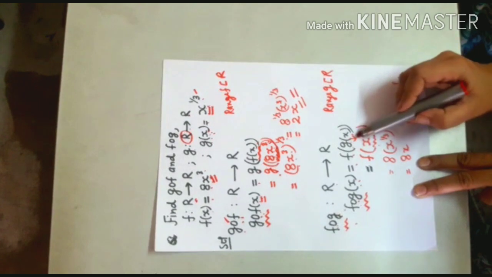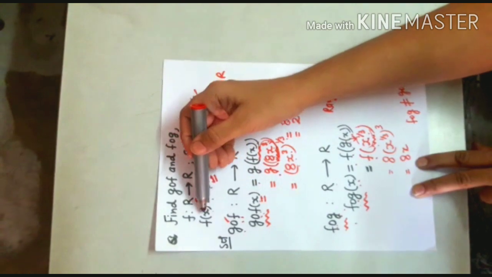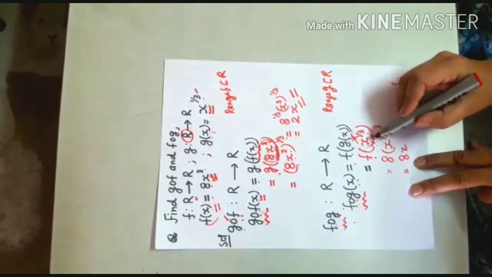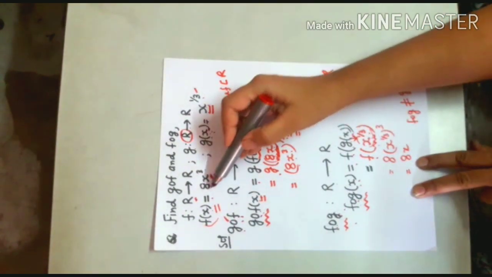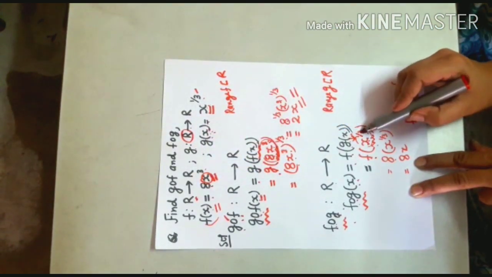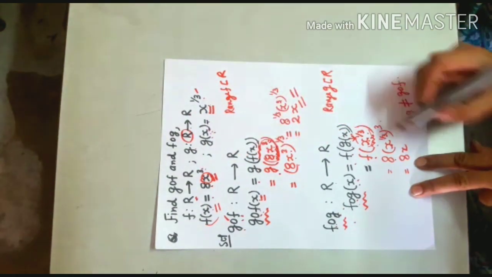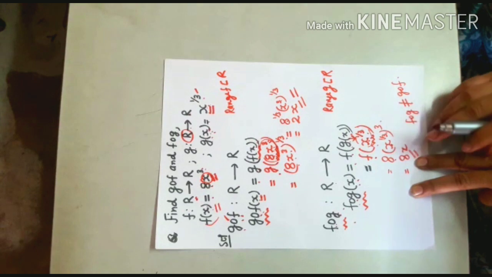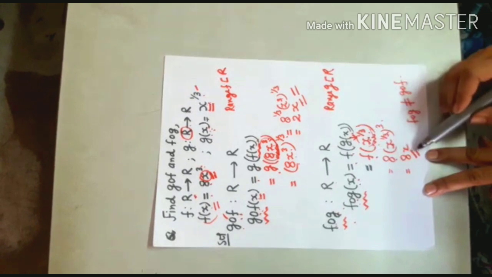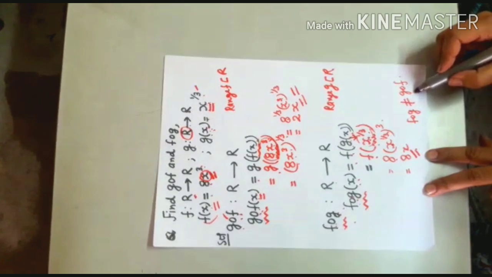So now I have to compute the image of this element under the function f. So in the definition of f(x), replace x with this number. So I'll get 8 into, replacing this x with x raised to the power 1 by 3, (x raised to the power 1 by 3) whole cube, which on simplification will give you 8x. So here GOF is 2x and f of g is 8x. Both the composition functions exist, but they are not equal.